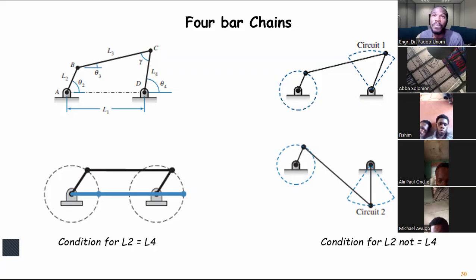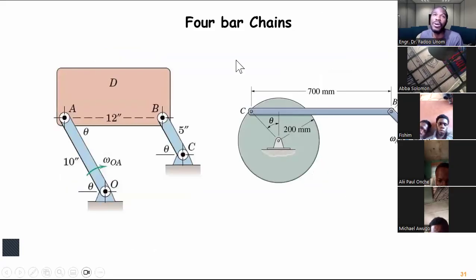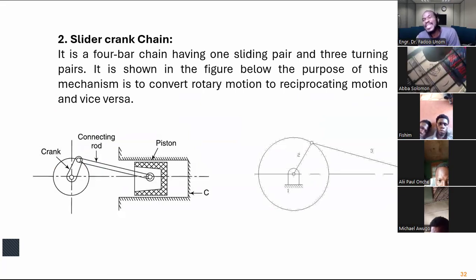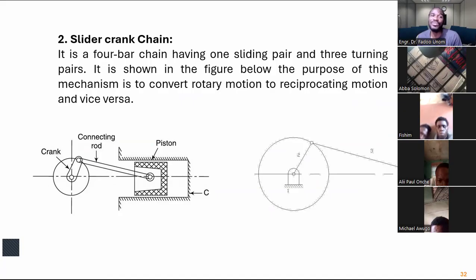Is that okay? A few more examples of 4-bar chains. I don't have time to dwell on all of this. Now, when you look at the slider crank chain, it is actually a 4-bar chain, but instead of having a rocker, it has a sliding pair. It has a sliding pair instead of the rocker, and then it has 3 turning pairs.